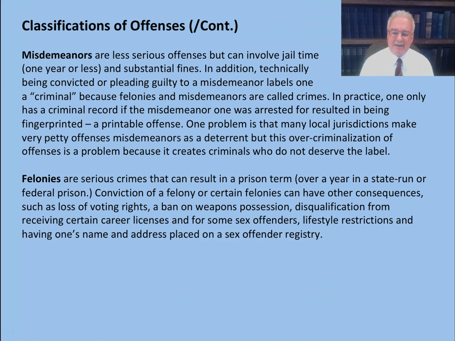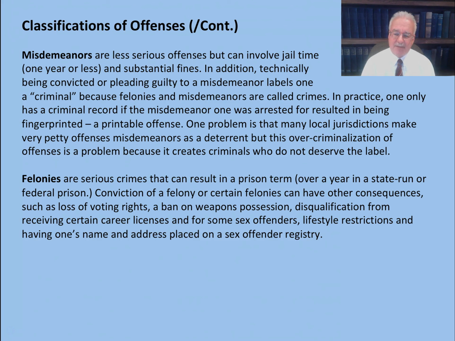The final classification are felonies. Felonies are serious crimes that can result in a prison term, and that's over a year in a state-run or federal prison. Conviction of a felony or certain felonies can have other consequences, like loss of voting rights, a ban on weapons possession, disqualification from receiving certain career licenses, and for some sex offenders, lifestyle restrictions and having one's name or address placed on a sex offender registry.